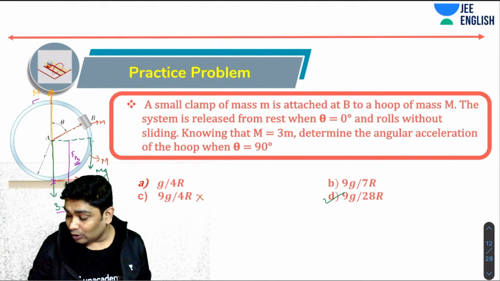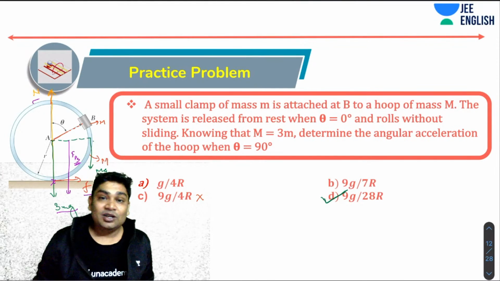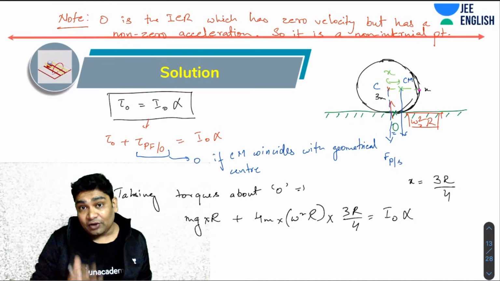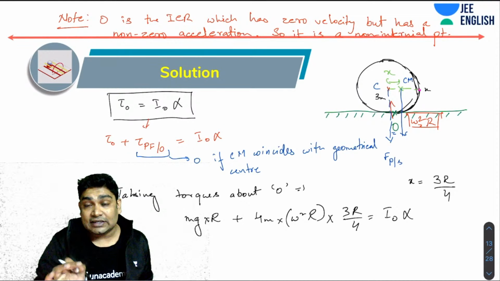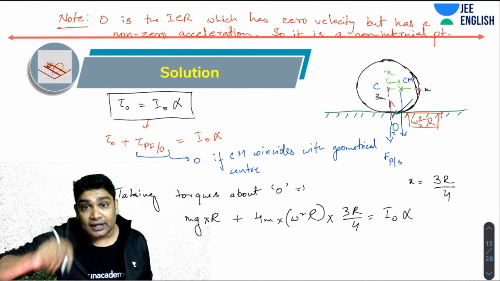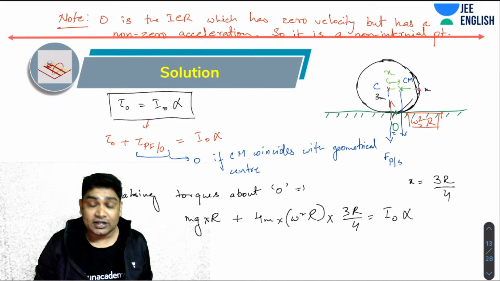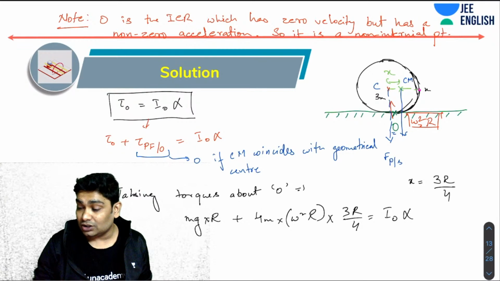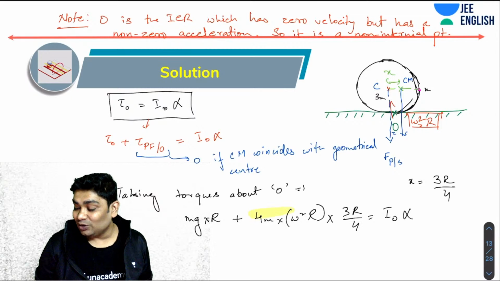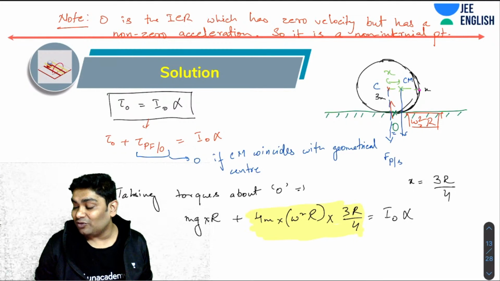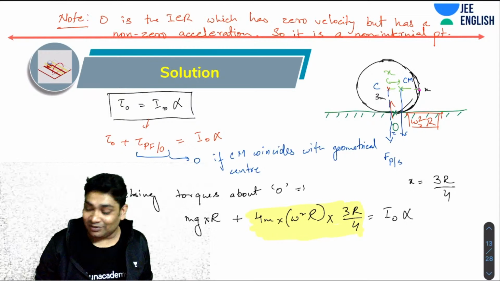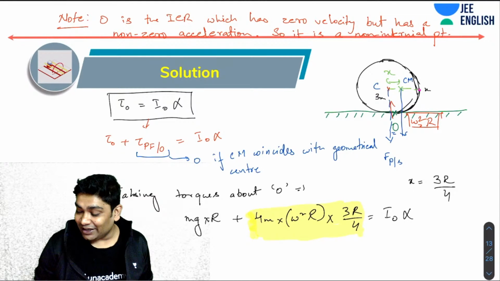Okay, now I hope you guys followed this. So please remember, if your center of mass does not coincide with the geometrical center, then while taking the torques about the ICR, always include the torque due to the pseudo force. Okay, always include this term also. So again, as I keep saying, this kind of question will only be asked in advance. I don't think people would bother for such a variation.